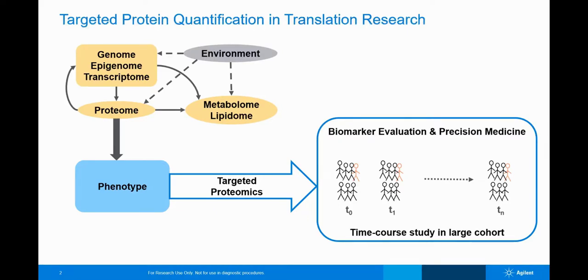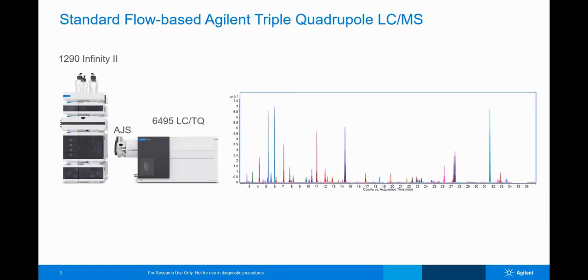Multiplexing liquid chromatography mass spectrometry is a very powerful technology. It has been widely used for targeted protein quantification. To achieve best robustness and reproducibility, standard flow LC triple quad is the preferred platform compared to nanoflow and microflow LCMS systems. Here on the left is a picture of Agilent 6495 LC triple quad, coupled with a 1290 Infinity 2 LC and a Jetstream source.